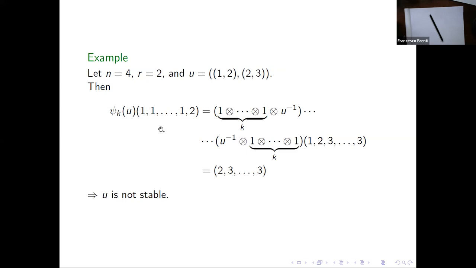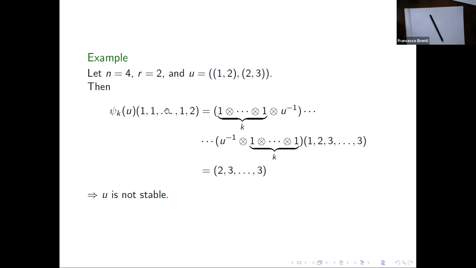So let's see what happens. I have to apply u to the last two entries. Well, u changes 1, 2 to 2, 3. Okay, now I shift u to the left, and I again have 1, 2, because 1, 2 became 2, 3. So 1, 2 applied becomes 2, 3, etc., all the way to this position, 1, 2 becomes 2, 3.